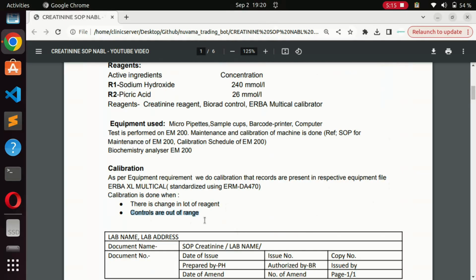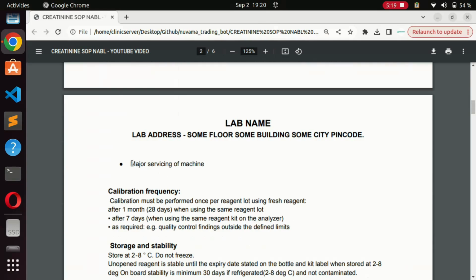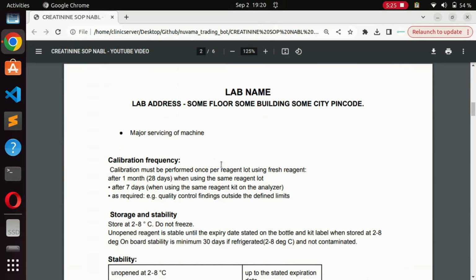We then mention when the calibration is to be done. Whenever there is a change in the lot of reagents, when the controls are out of range, and when there is any major servicing of the machine, that the machine shows some huge change. The next thing is, what is the calibration frequency? So even without all this, how regularly is the calibration of this reagent done?